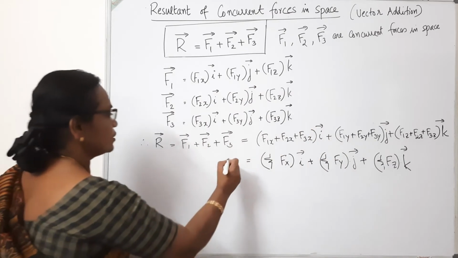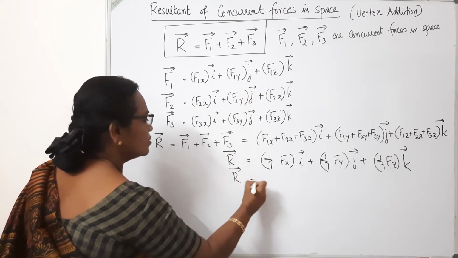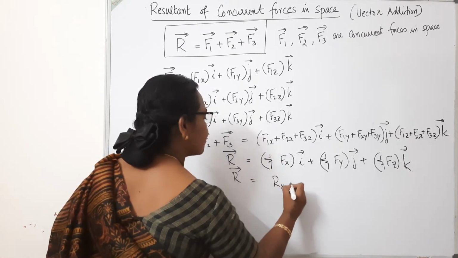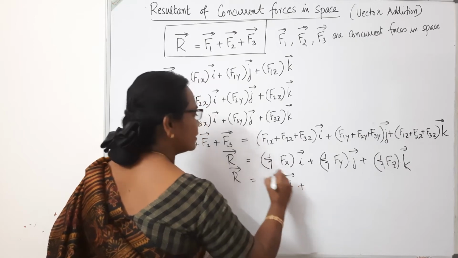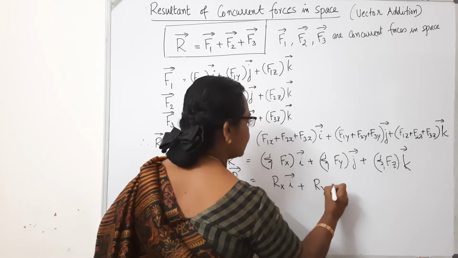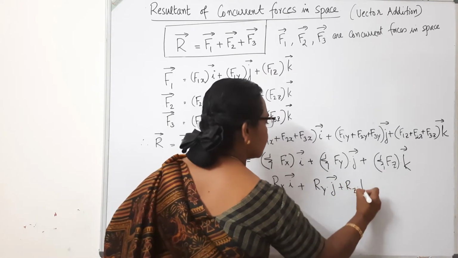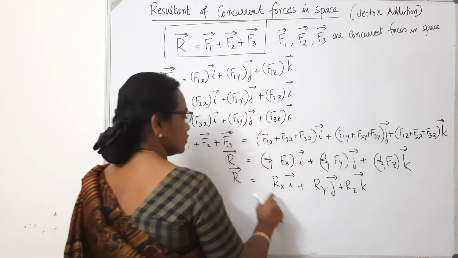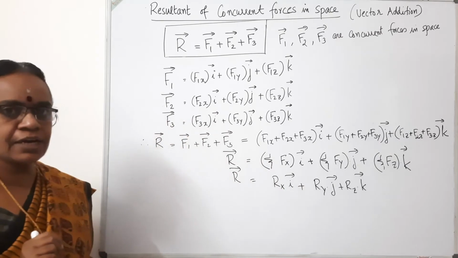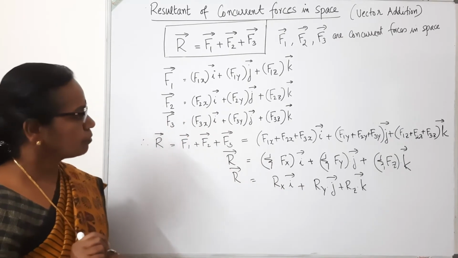Okay, so the resultant R can also be rewritten like this. Sigma Fx can be written as Rx, so Rx i, the resultant in the x direction, Ry j, the resultant force in the y direction, and Rz k, the resultant in the z direction, or the component of the resultant. So sigma, the sum of the force components in the x direction into i, the sum of the force components in the y direction into j, plus Rz k.